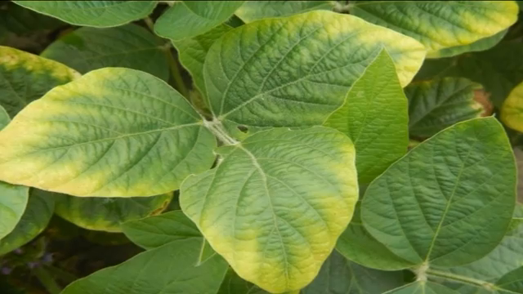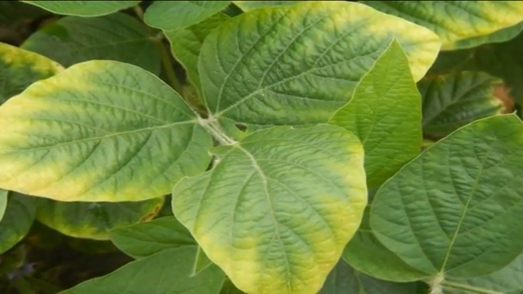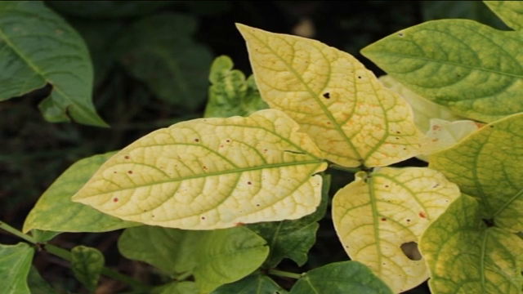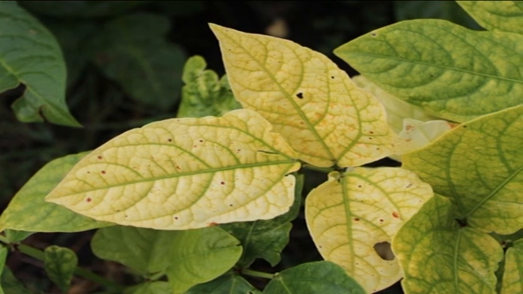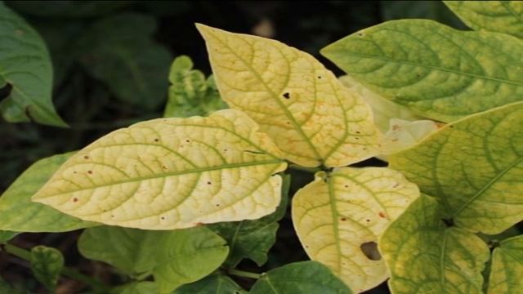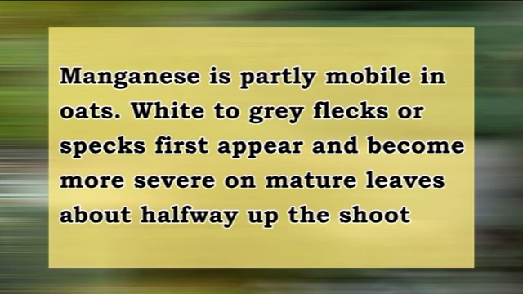Manganese. In legumes, deficiency symptoms include pale green young leaves and a pale yellow mottling develops in interveinal areas, while the veins remain green. Oats are an excellent indicator crop. Manganese is partly mobile in oats.